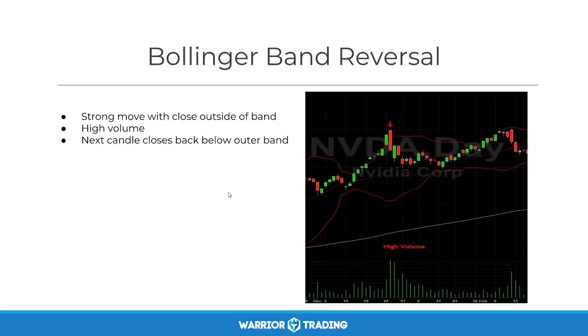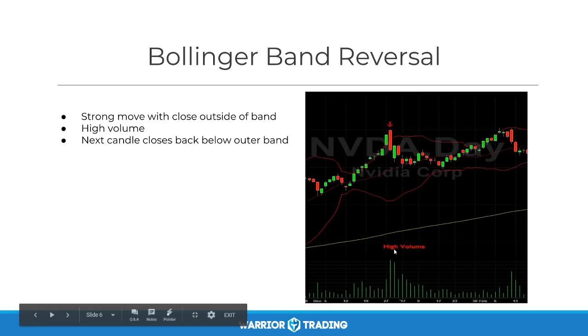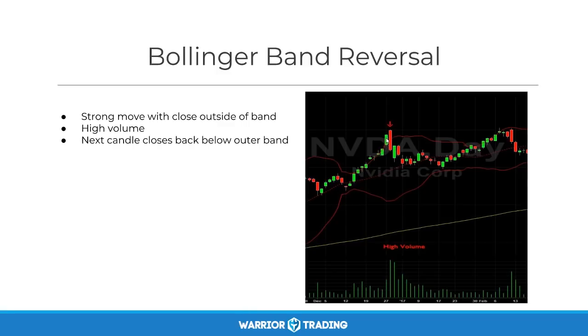Let's have a look at reversals. What you want to look for in a Bollinger Band reversal is a strong move with a close outside of the band. So we had a really strong move here, had closes outside of the band on high volume, but then you want to see a candle close back below that outer band on high volume again. So here we had this really nice strong drive up. We got some closes above the outer band, and then we had a really strong volume day that closed back below the band again.